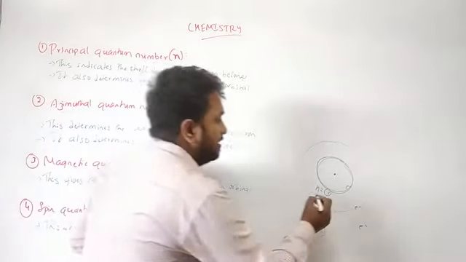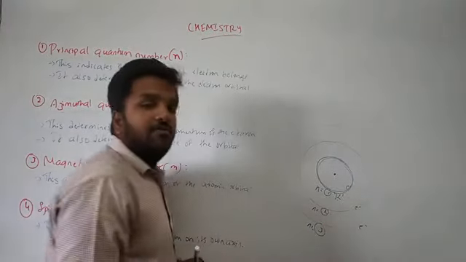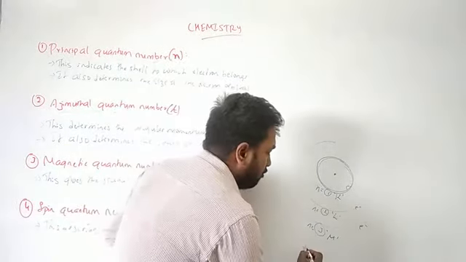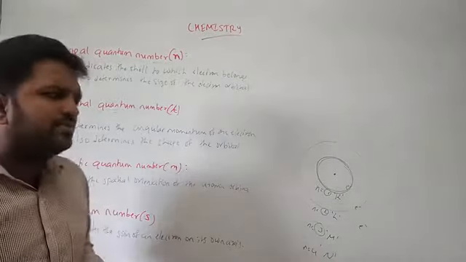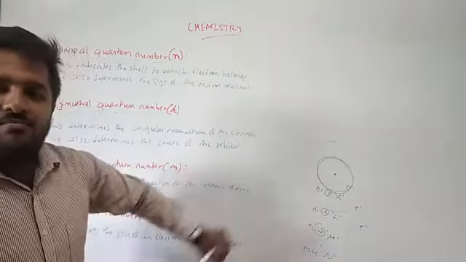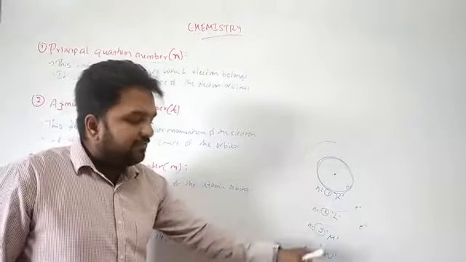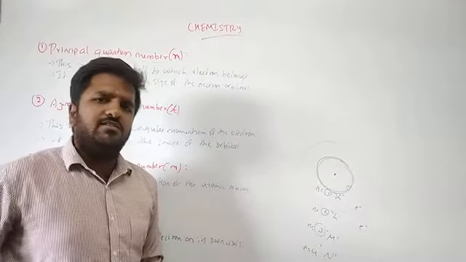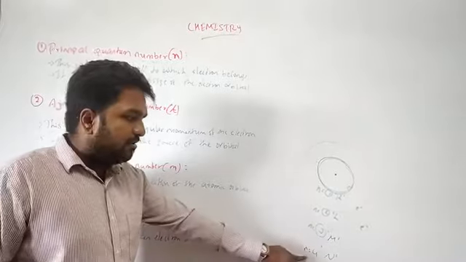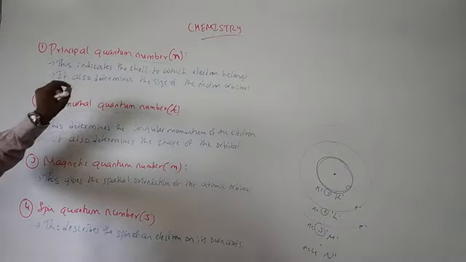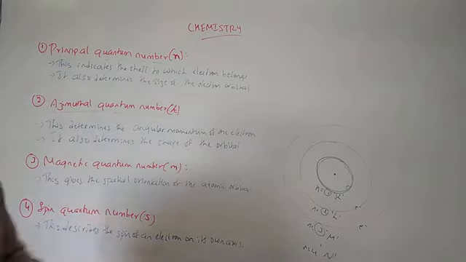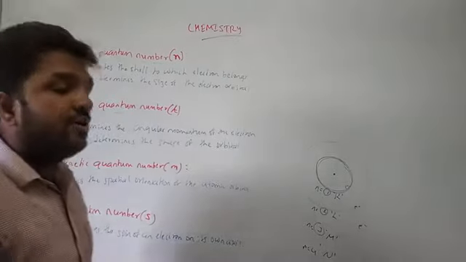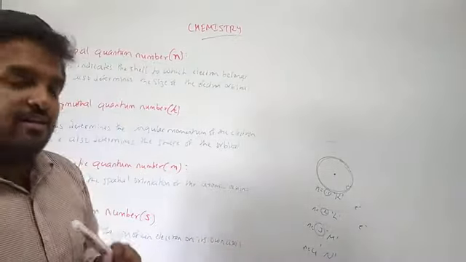For the first shell, the name of the shell is K, for the second it is L, for the third it is M, and for the fourth it is N shell, and it goes on. But as far as our 118 elements are concerned, we will be dealing with these 4 shells itself. We do not need to study the 5th and 6th shell for now. So the principal quantum number value gives the information regarding the main shell. Now let's understand how many electrons can be accommodated in a particular shell.